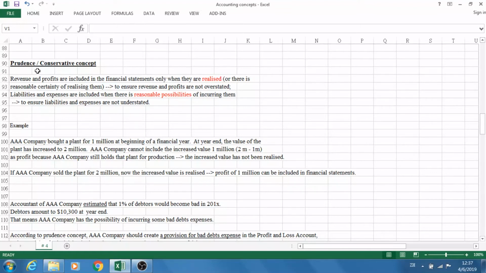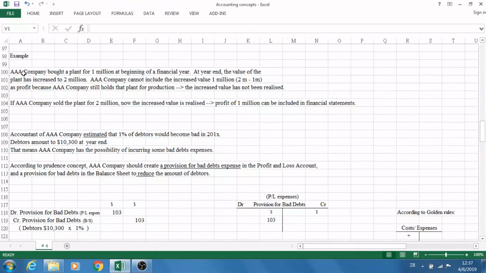Prudence or conservative concept. Revenue and profits are included in the financial statements only when they are realized or there is reasonable certainty of realizing them, to ensure revenue and profits are not overstated. Liabilities and expenses are included when there is reasonable possibility of incurring them, to ensure liabilities and expenses are not understated.